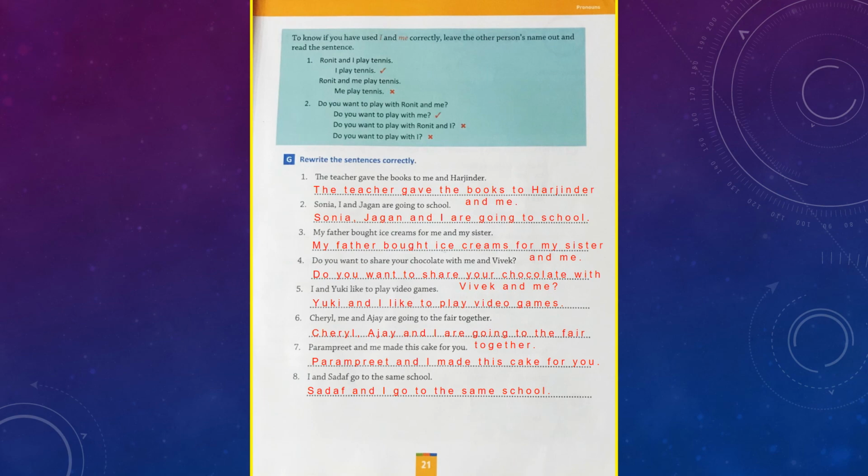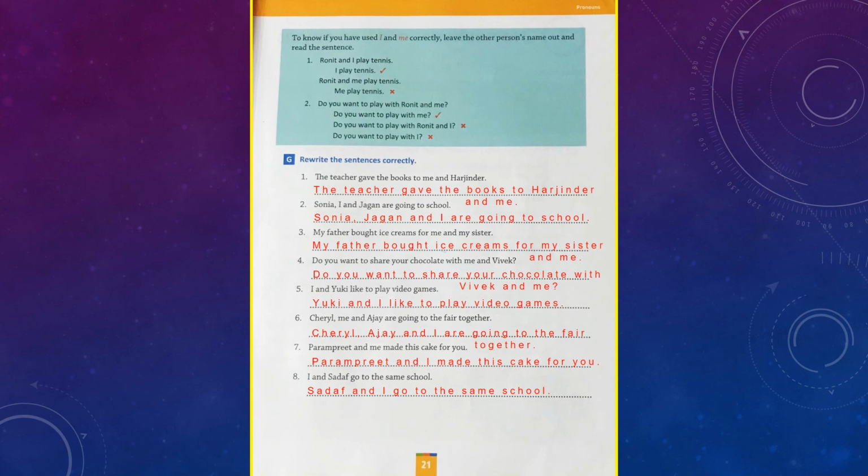Number 4. Do you want to share your chocolate with me and Vivek? Do you want to share your chocolate with Vivek and me? Number 5. I and Yuki like to play video games. Yuki and I like to play video games. Number 6. Cheryl, me and Ajay are going to the fair together. Cheryl, Ajay and I are going to the fair together.